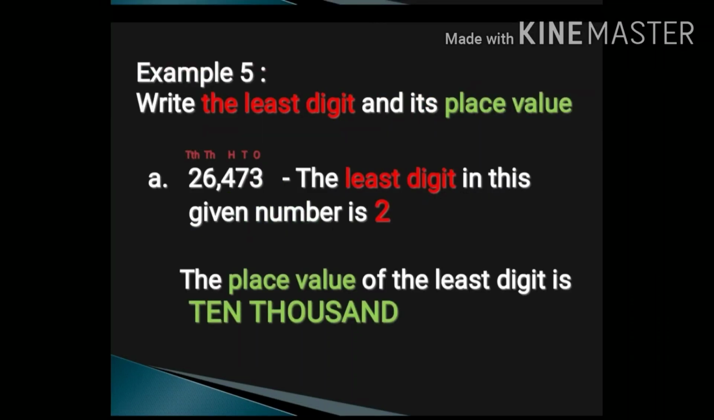Example 5. Write the least digit and its place value. In our previous sum, we saw the greatest digit and its place value. Now we are going to see the least digit and its place value. Take the first number as 26,473. So first write the place value on the top of the digit. The least digit in this given number is 2 and the place value of the least digit is 10,000.